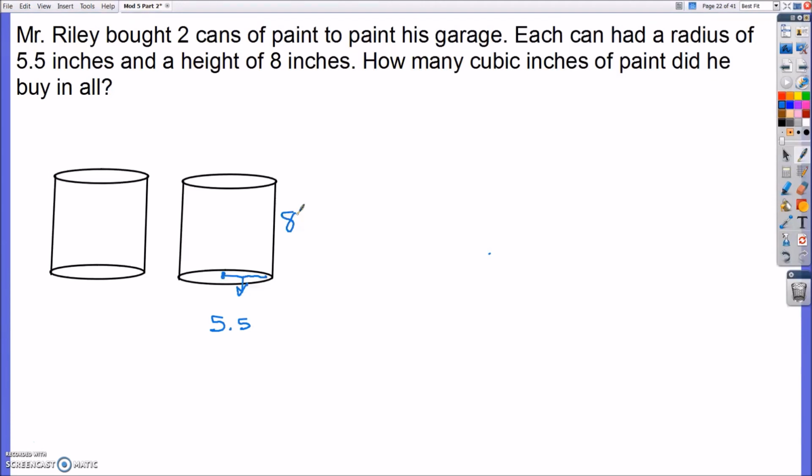So in order to find this, what we need to do is find the volume. So the volume is, one more time, pi r squared times the height. So this would be volume equals pi times 5.5 squared times my height. And that would be 1 can, but what we're dealing with is we have 2 cans. So we're going to multiply this whole thing by 2 at the very end.